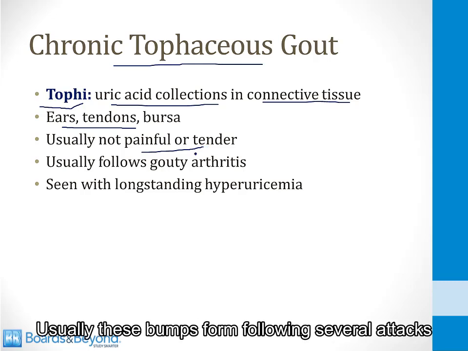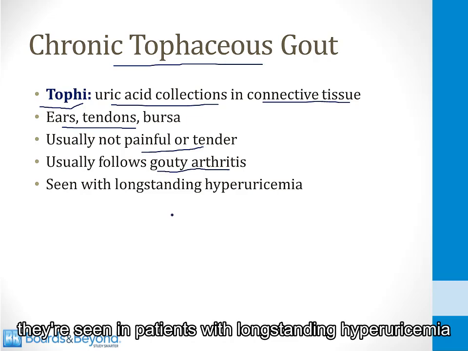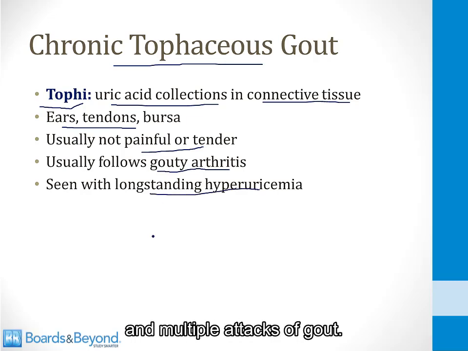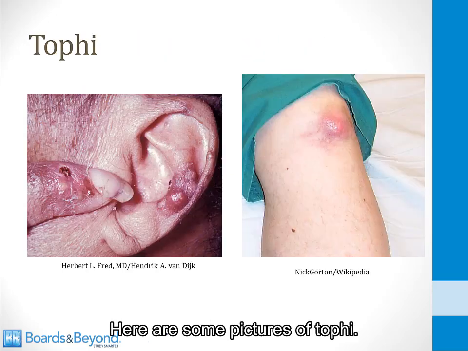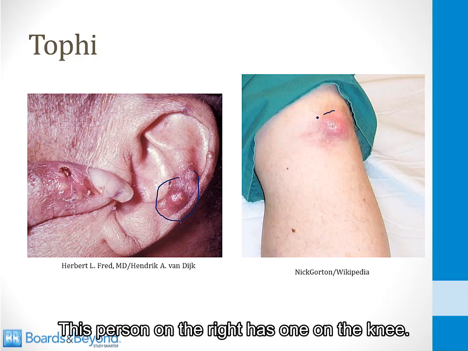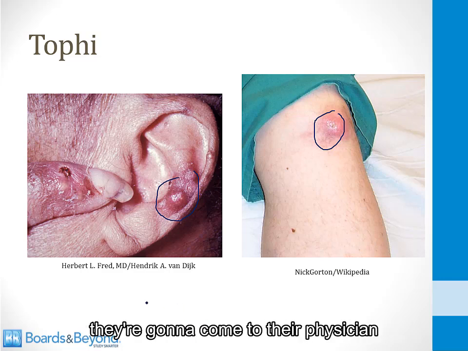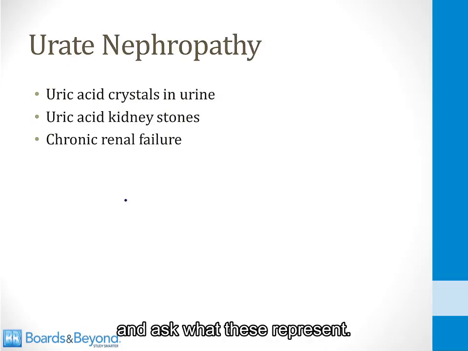Usually these bumps form following several attacks of gouty arthritis, and as I said before, they're seen in patients with long-standing hyperuricemia and multiple attacks of gout. Here are some pictures of tophi. This man has one on his ear. This person on the right has one on the knee. And remember, these aren't painful, but they're going to be noticed by the patient. They're going to come to their physician and ask what these represent.